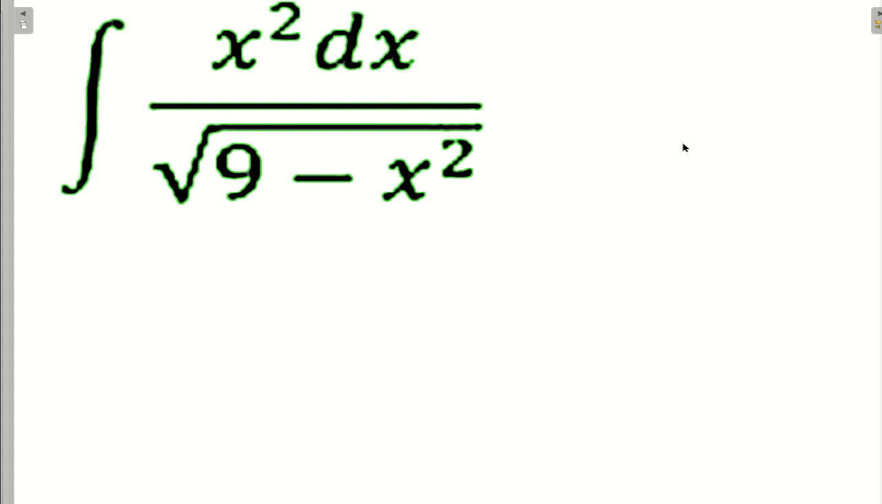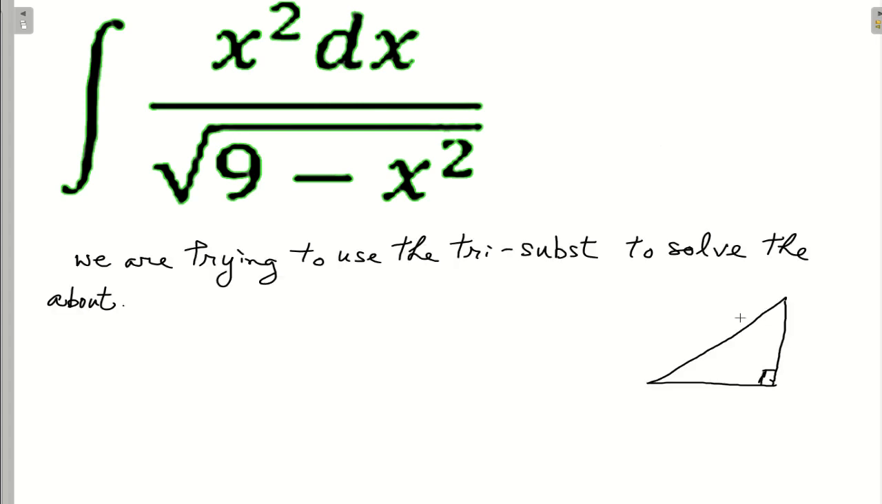Today we are trying to integrate the function x squared over the square root of 9 minus x squared by trigonometric substitution. First of all, we draw a right angle triangle with one side equal to the square root of 9 minus x squared. So let's see, this side is 9 minus x squared, because the 9 is in this way, so this side must be equal to 3. And this side is equal to x.